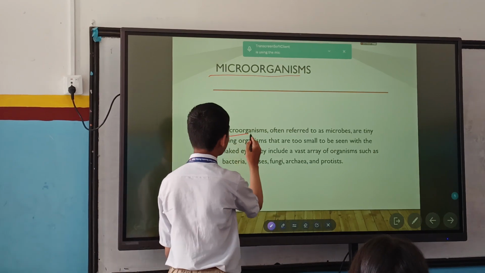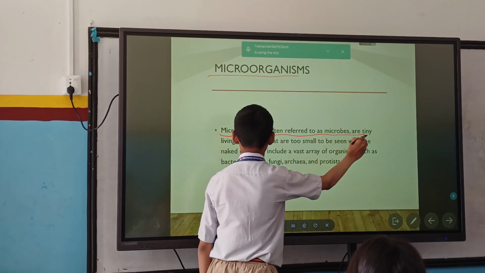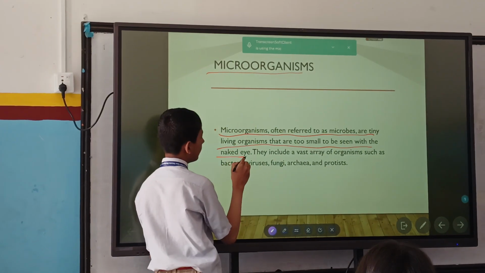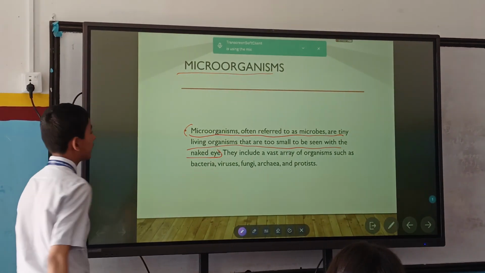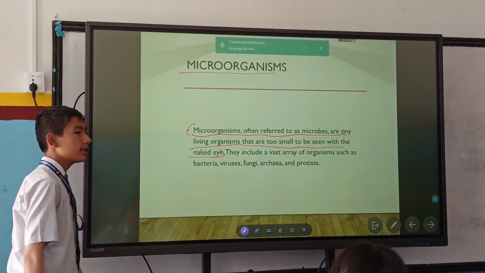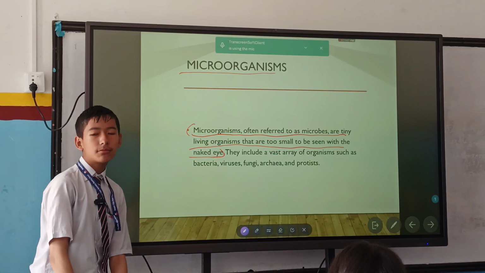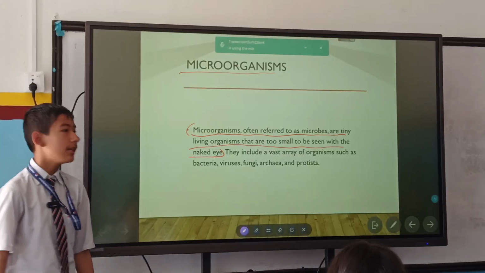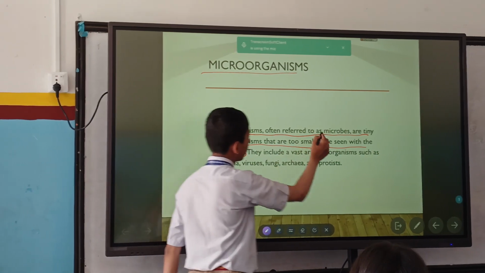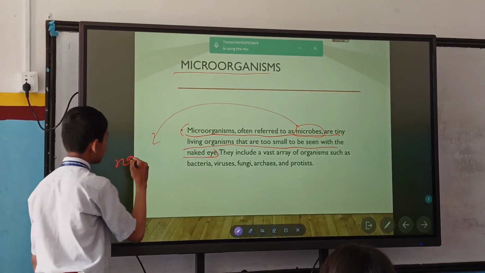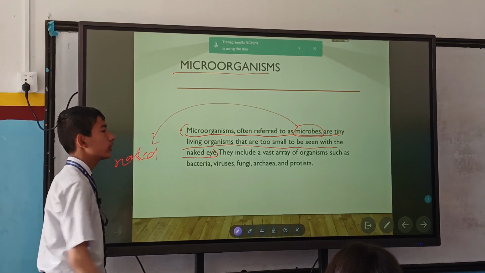Microorganisms, often referred to as microbes, are tiny living organisms that are too small to be seen with the naked eye. It says that microorganisms are those type of organisms which cannot be seen without a microscope. They are so tiny that they cannot be seen with the naked eye. They are also referred to as microbes. Microbes need a microscope to be viewed.